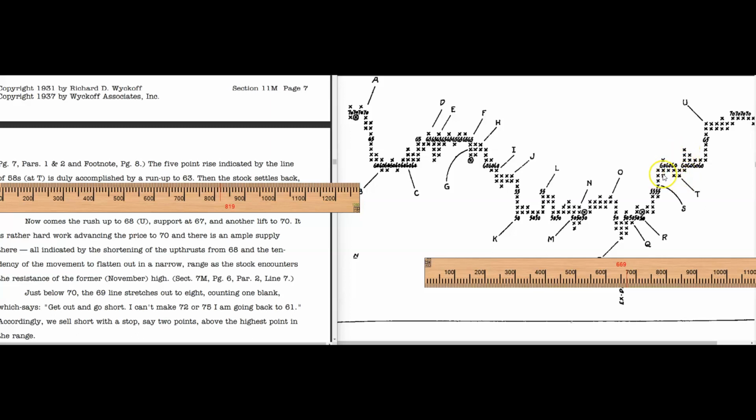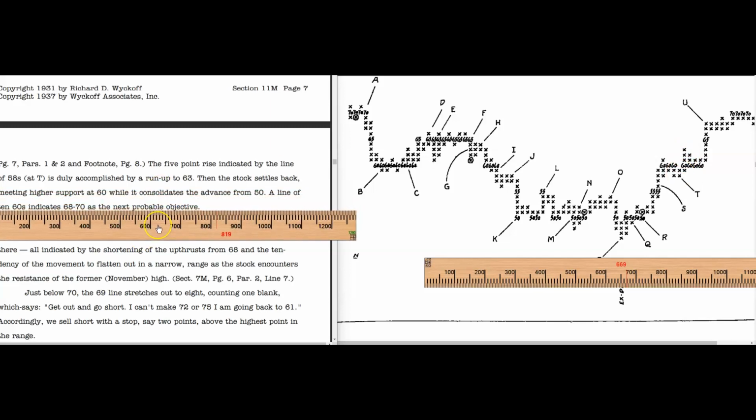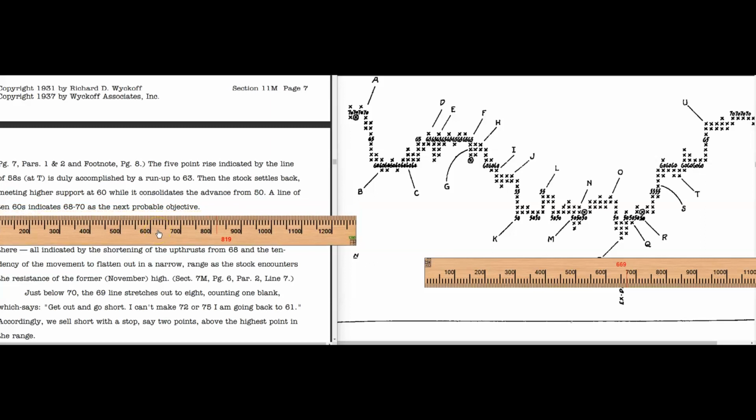As you can see, I'll just do a couple more here and then we'll be done. The 5 point rise indicated by the line of 58. So we have 58 at T. What do you see? 1, 2, 3, 4, 5. Where does it go? 1, 2, 3, 4, 5. Done. The stock settles back, meeting high support 60, while it consolidates the advance from 50.